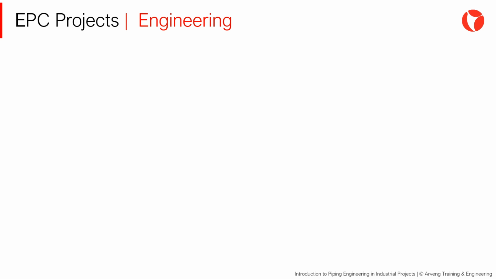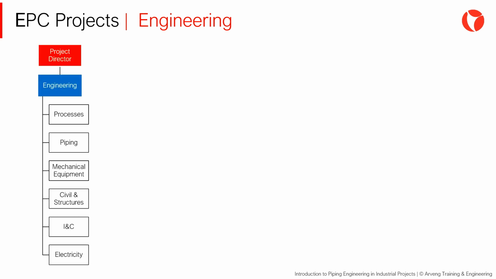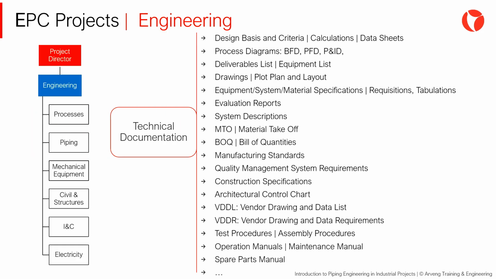Before the construction of an industrial plant, engineering studies involving different disciplines are needed, such as those we have already shown as an example of a project organizational chart. Process, piping, mechanical equipment, civil engineering and structures, instrumentation and control, and electricity. Deliverables from engineering will be a huge number of technical documents. Those will be used for resource estimates, for construction, and for the subsequent operation and maintenance stage.